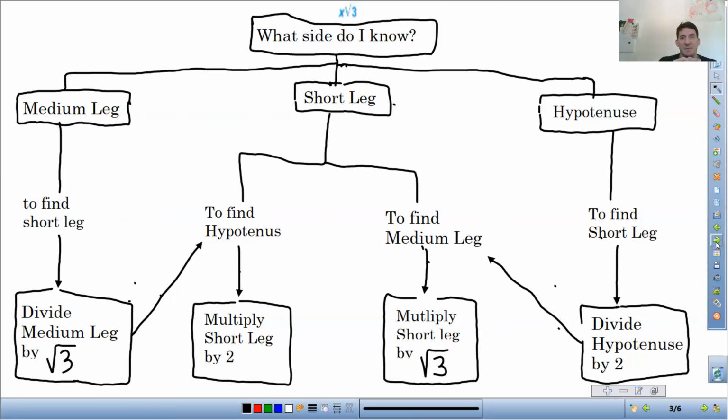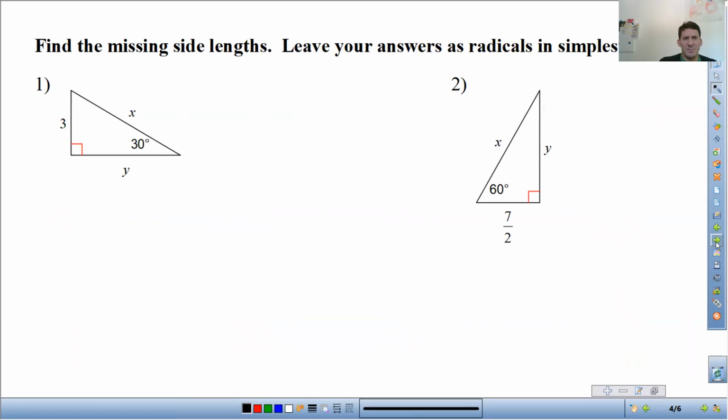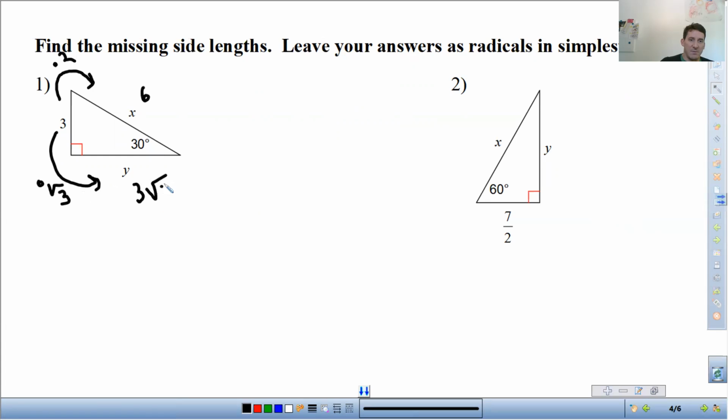So let's look at an example. Here, two examples. We know the short leg. So to find the hypotenuse, I'm going to multiply it by 2. 3 times 2 is 6. That's easy. To find the medium leg, I'm going to multiply by the square root of 3. 3 times the square root of 3, just 3 root 3. Done.